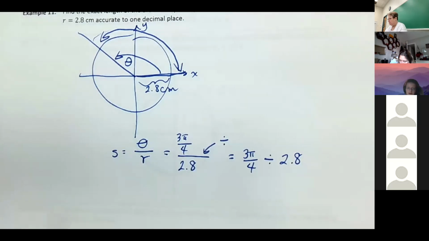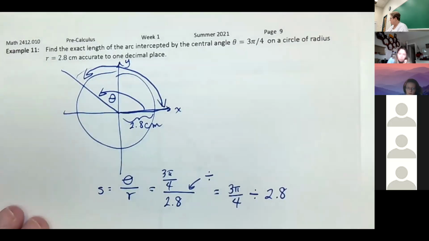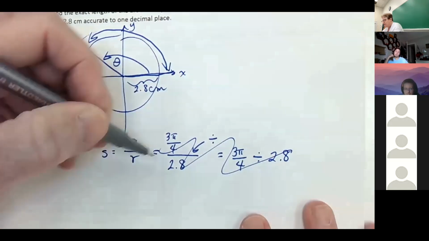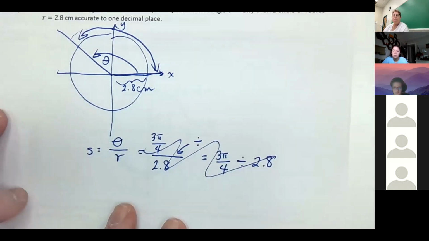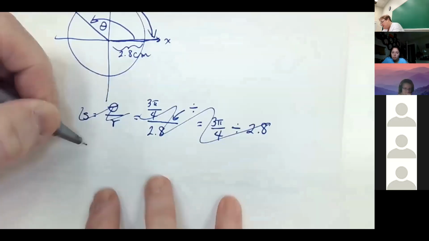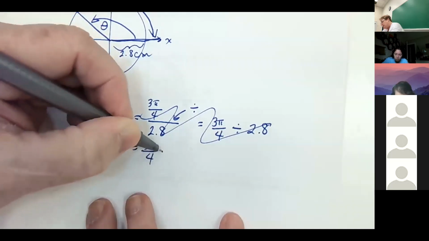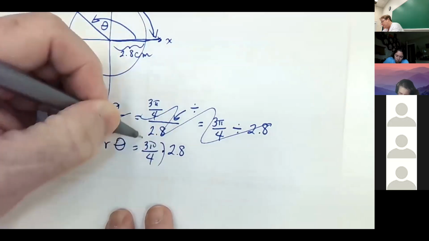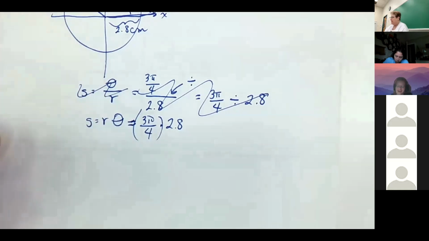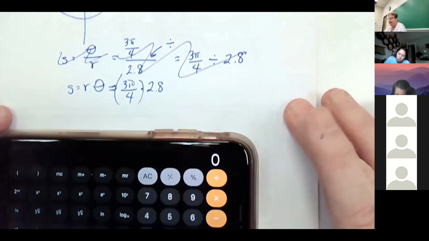Why is it not theta times R? Did I misremember? You're absolutely right. Thank you so much. So we've got S is equal to our theta, 3 pi over 4, times 2.8. Honestly, I thought you were changing it out. Some things I remember really well and some things are not as important and I don't remember them really well.